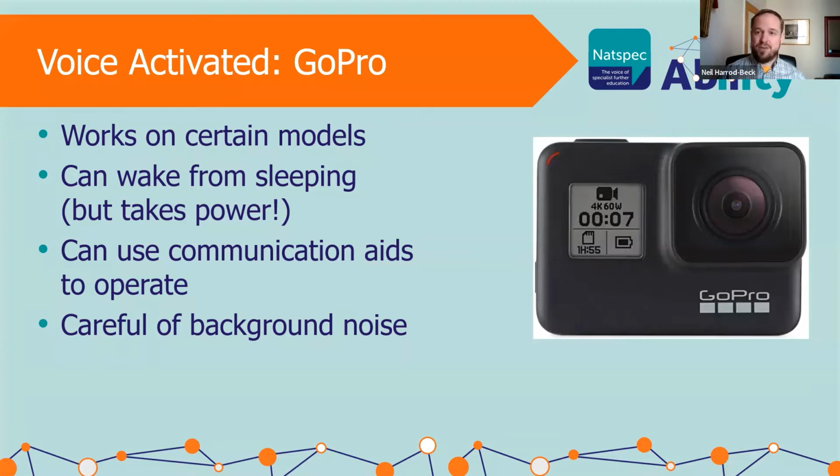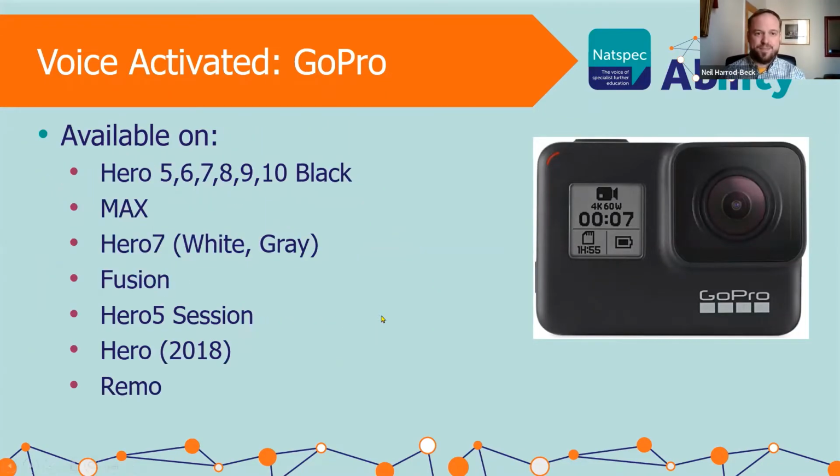You need to be careful of background noise. If it's too windy or there's too many people talking in the background, that might affect the quality of it. So this is the list of what devices they're available on. And of course, we'll share the slides around so you can find these out. If you're on a bit of a budget, then you can go for something like the Hero 7 White, and that's still quite a recent model with voice control built in. Some of the other ones are quite expensive because they are very robust action cameras and quite high-end, high-def ones as well.